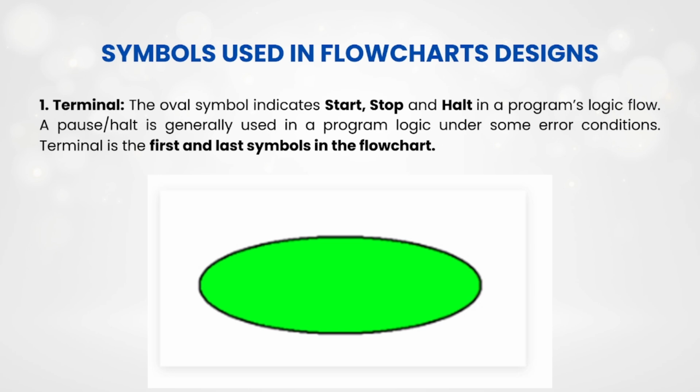Here I'll discuss the symbols we use in flowchart designs. First, in flowcharting, the terminal symbol is represented by an oval shape. It is used to indicate start, stop, or halt in a program's logic flow. A pause or halt is usually applied under certain error conditions. The terminal symbol is always the first and the last symbol in the flowchart.